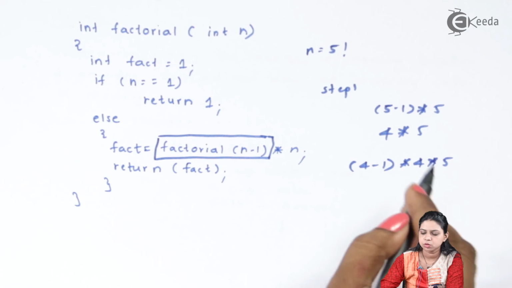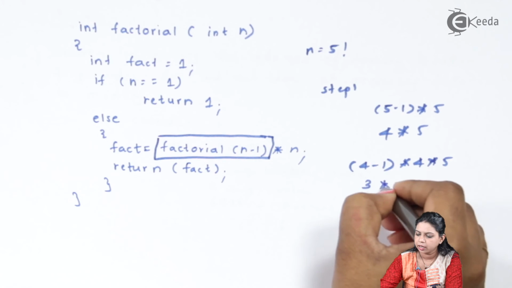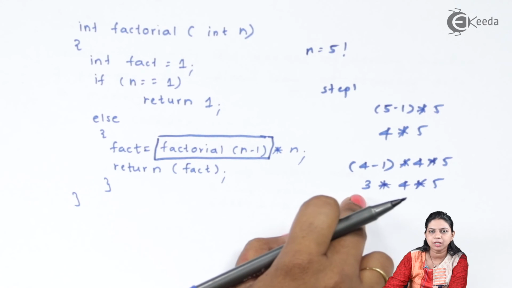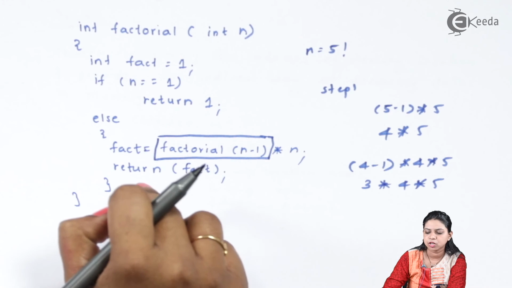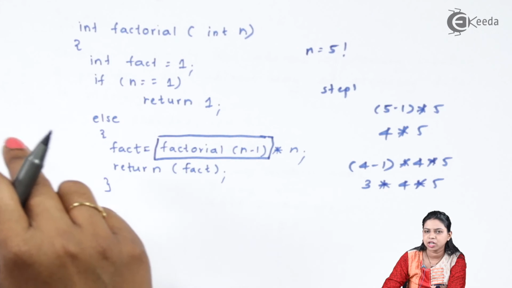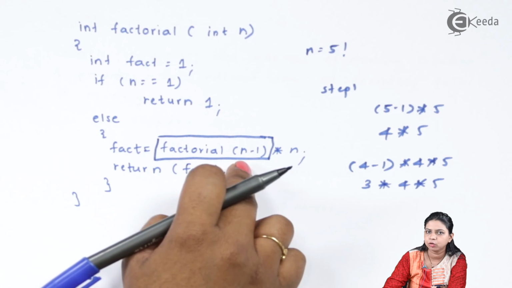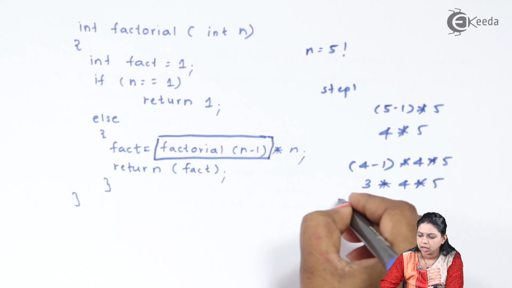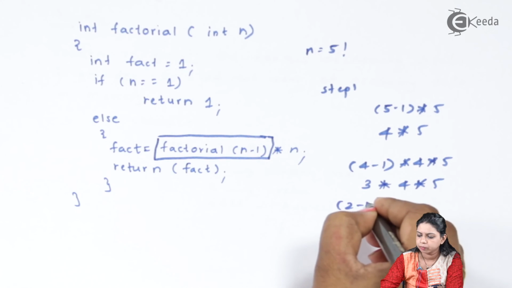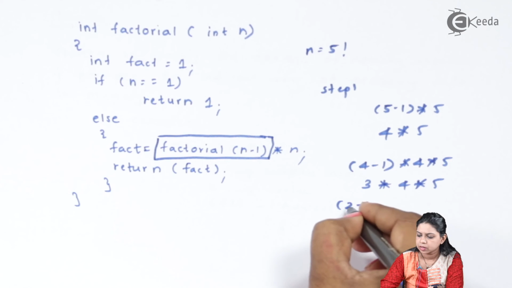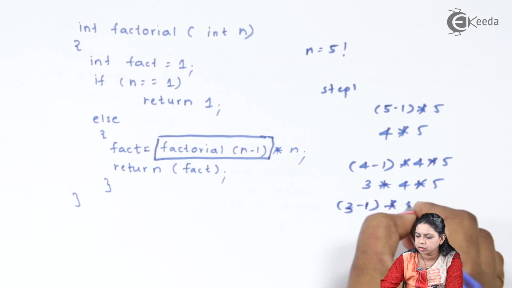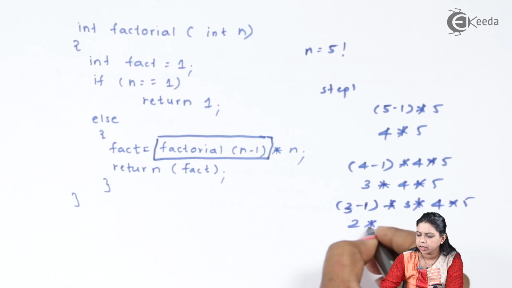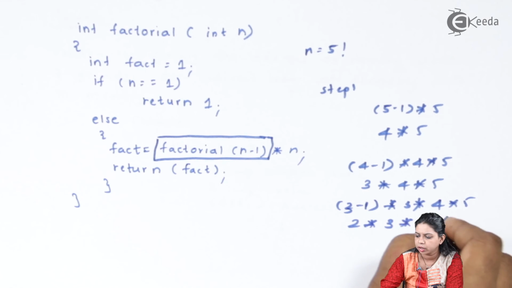Now 4 minus 1 is 3, so this will be 3 into 4 into 5. So your factorial(n minus 1) value has become 3. Again I will be calling the same function. Till what time will I be calling the same function? Till I get the factorial(n minus 1) value as 1. So again one more time you will be calling the same function. In the next iteration it will be 3 minus 1 into 3 into 4 into 5, so it is going to be 2 into 3 into 4 into 5.